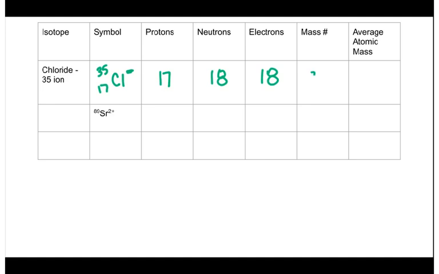The mass number is 35. How did I know that? It's right here. And then the average atomic mass I would look up from the periodic table, and I would see that it's 35.45. So you would just do that for all of these if you have a table that looks like this.